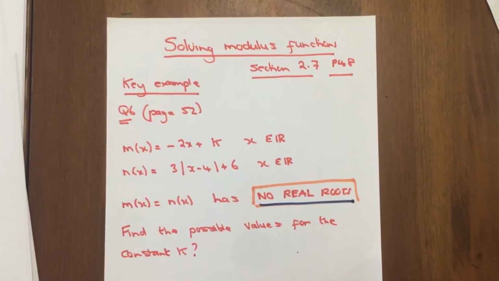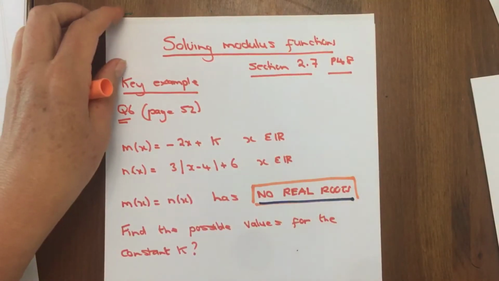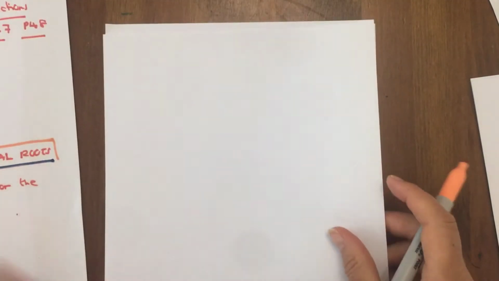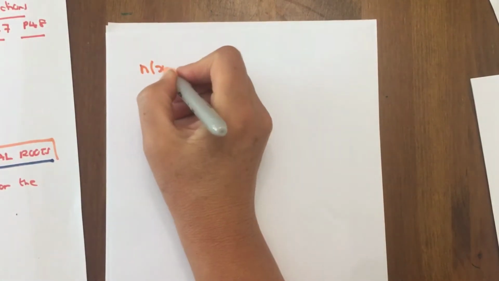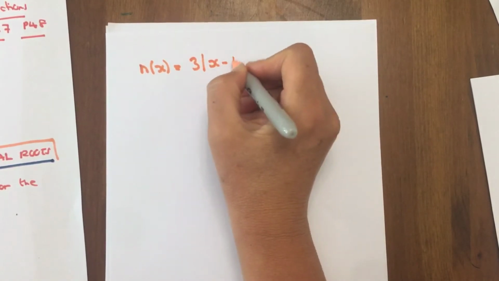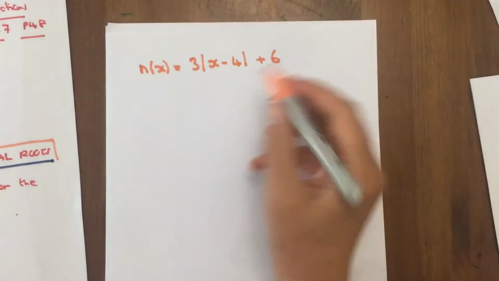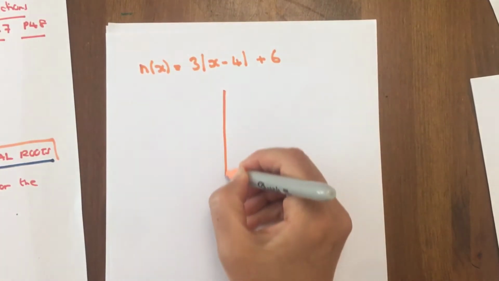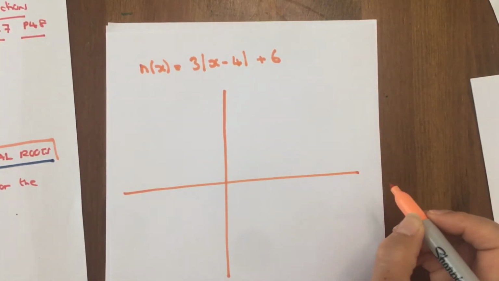So the first thing we're going to do is sketch n of x. Now you have had a lesson on sketching modulus functions. So if I just write down n of x again, you can pause the video, have a go at doing this yourself, and then check the answer that I now produce. Okay, so let's see how you've got on then.